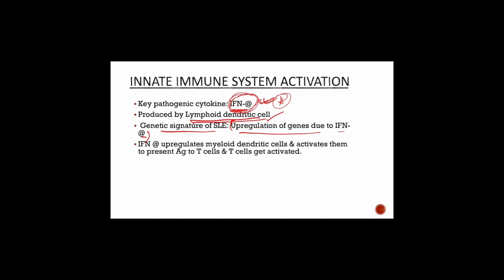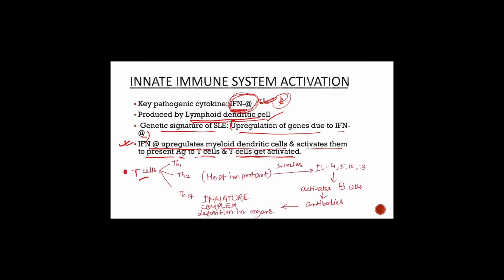Interferon alpha does what? It upregulates myeloid dendritic cells and activates them to present antigen to T cells, and T cells get activated. So interferon alpha will get secreted, it traps antigen and then presents it to T cells so that T cells get activated. And then what happens? See, T cells we divide into Th1, Th2, T helper cells and Th17. Among them, Th2 is the most important. Okay, Th2 is the most important. It secretes interleukin 4, 5, 10 and 3. You have to remember this. Interleukin 4, 5, 10 and 3.